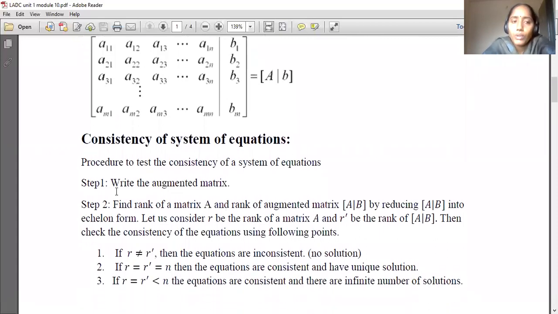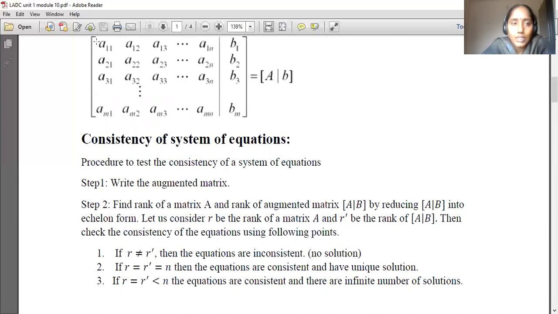First, write the system of equations in matrix form, and then write the augmented matrix AB, just like this. After that, find the rank of A and the rank of AB by reducing this augmented matrix into echelon form using elementary transformations. One point you need to remember: if you reduce the augmented matrix into echelon form, in the single matrix you have the rank of A and also the rank of AB.